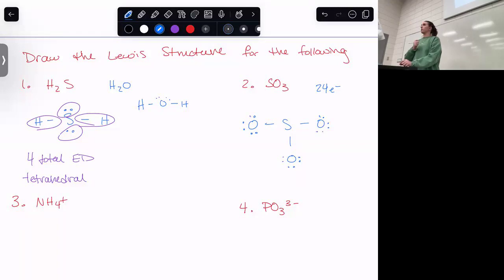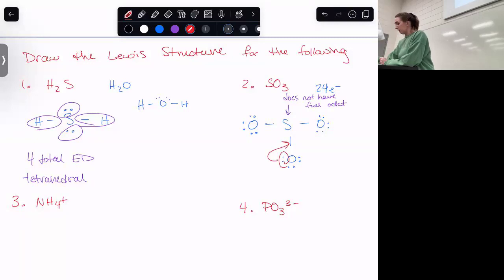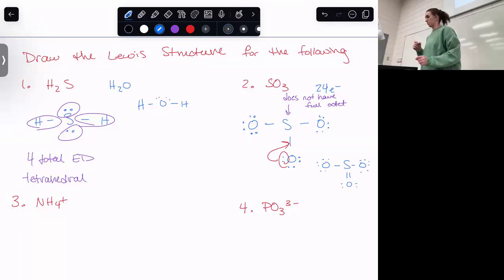Is this our best Lewis structure? What's wrong with it? Right now, this does not have a full octet. So how do we make that happen? Awesome, right? You can take any one that you want, make it a double bond. So we end up with sulfur trioxide with 1 double bond.